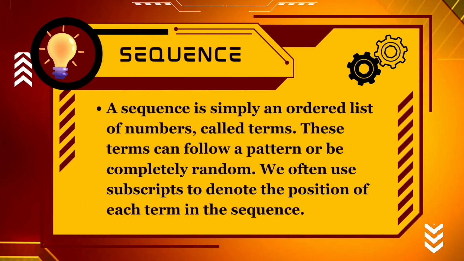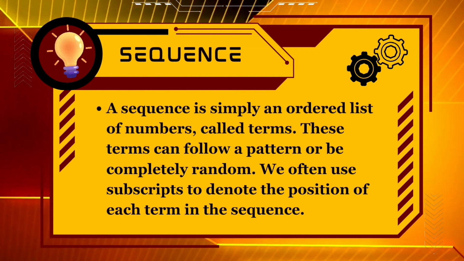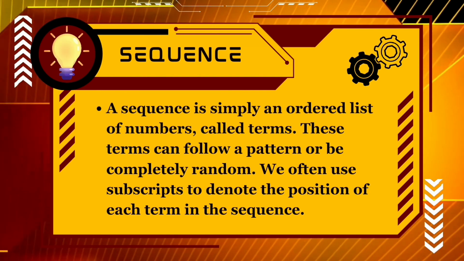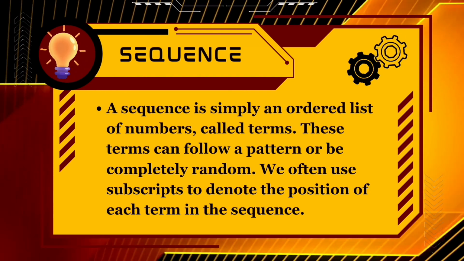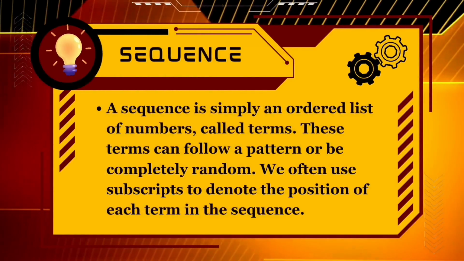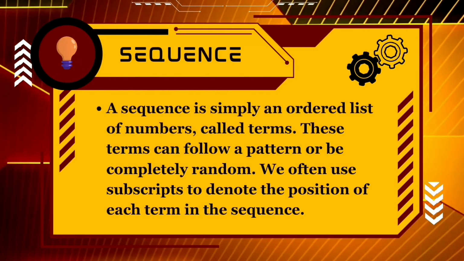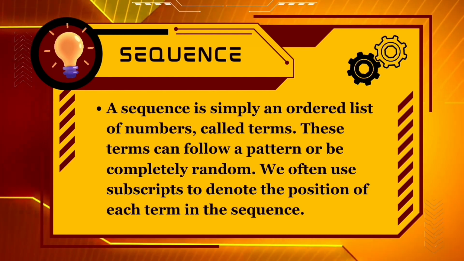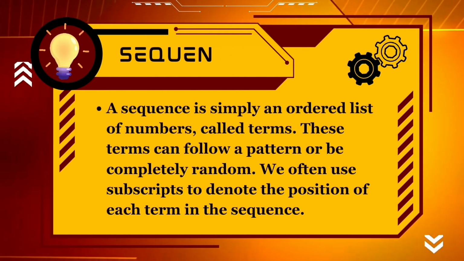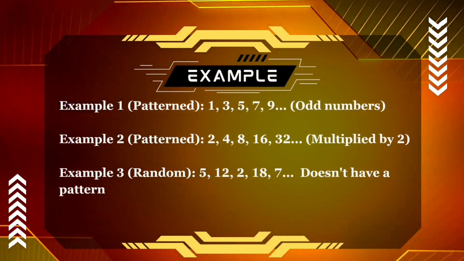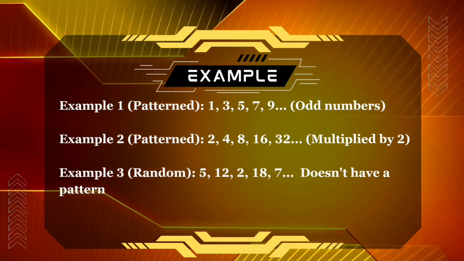A sequence is simply an ordered list of numbers called terms. These terms can follow a pattern or be completely random. We often use subscripts to denote the position of each term in the sequence. Here are a few examples of a sequence.